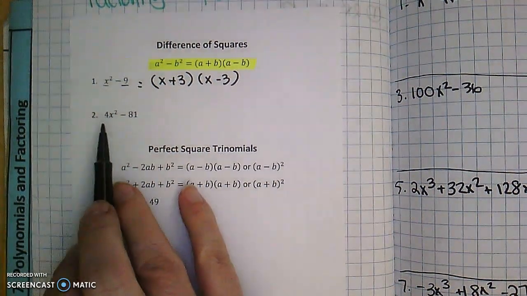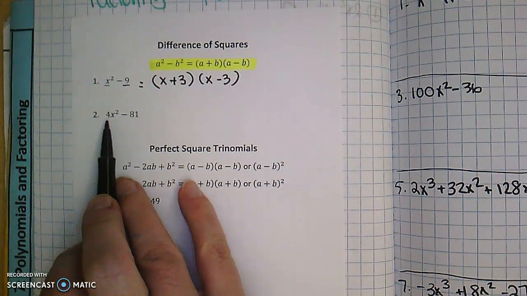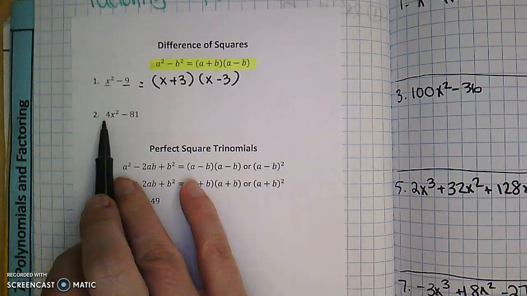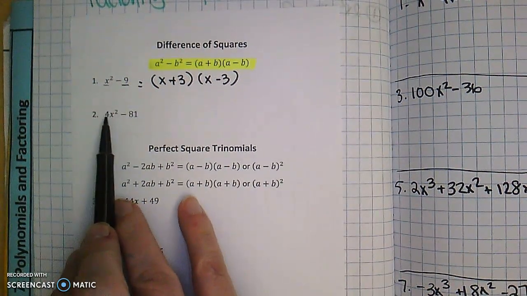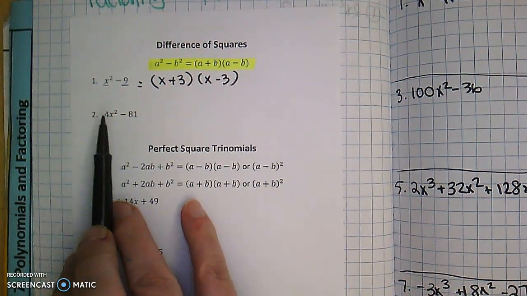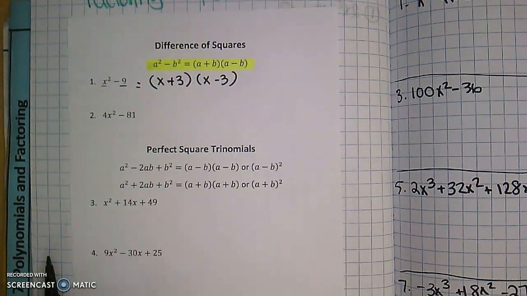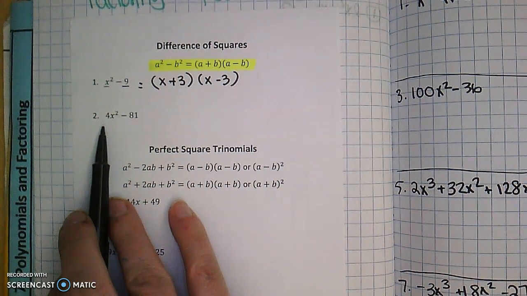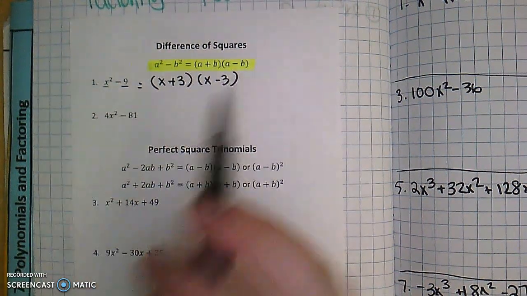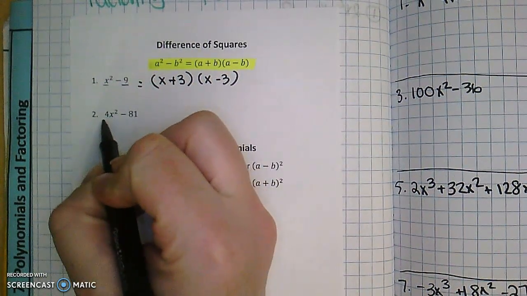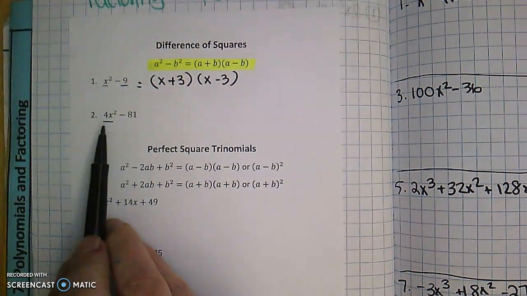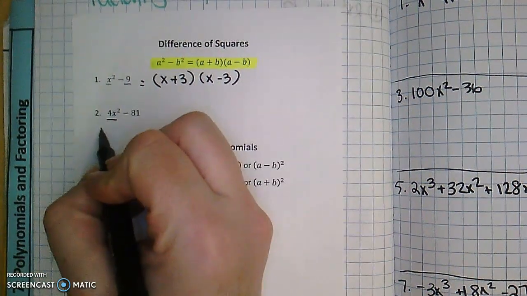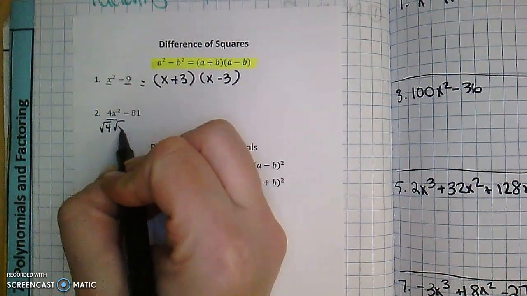Now, when I have a binomial where the first term is not only just x squared, but it has a coefficient, what I'm looking for is that that coefficient also is a perfect square. So in this case, 4 is a perfect square. I know that I'm going to be able to factor it using difference of squares. The way I do that is I am going to look at the entire first term, and I'm going to find the square root of that term, and to do so, I would be finding the square root of 4 and the square root of x squared.